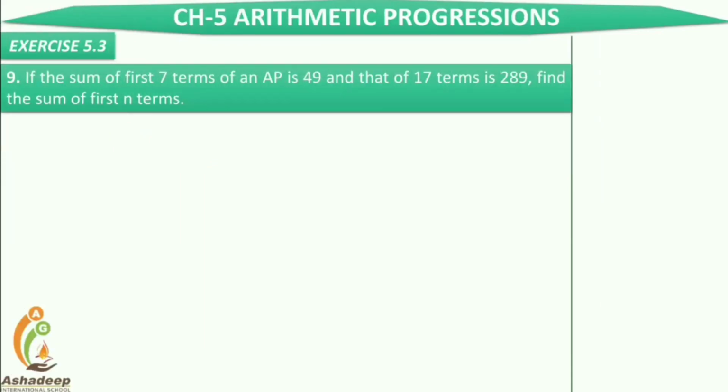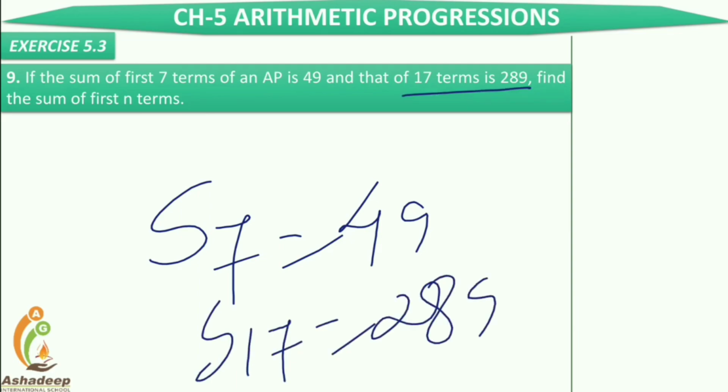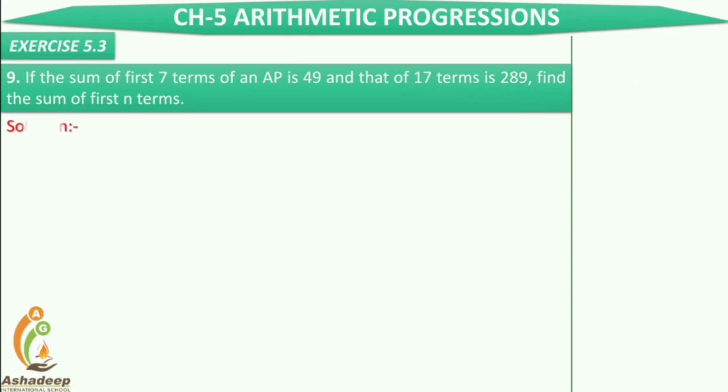Right, now question number 9. If the sum of the first 7 terms of an AP, S7, is equal to 49, and the sum of 17 terms, S17, is equal to 289, then find out the sum of its n terms, right? Okay, now let's see. Solution. A2, A3 is given. Sorry, it is also written by mistake. Don't consider this. Right, S17 is given. Sn is equal to, right?